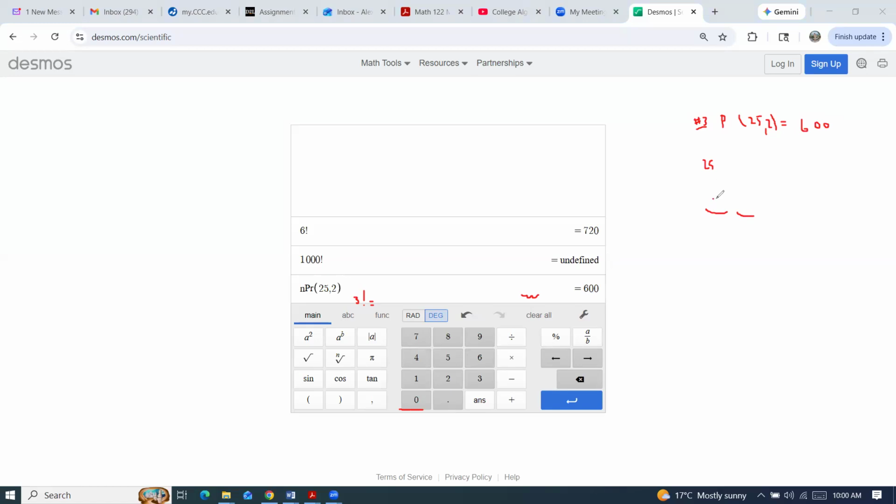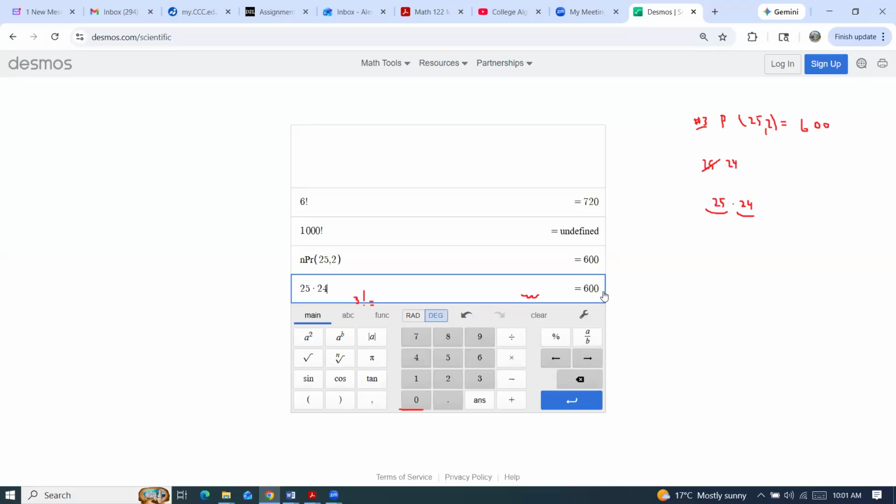So on the first selection, you can choose any of these 25 choices. And then when you selected one of them, there are 24 numbers left. So then you're going to multiply it by 24 possibilities that you can select the second number. And notice this is exactly going to be the same 600. So if I multiply 25 by 24, it will be exactly 600.